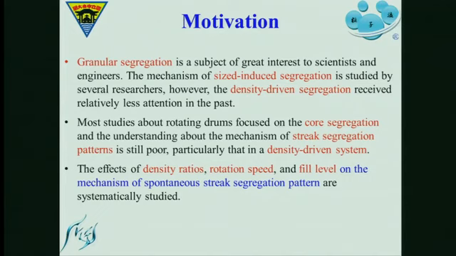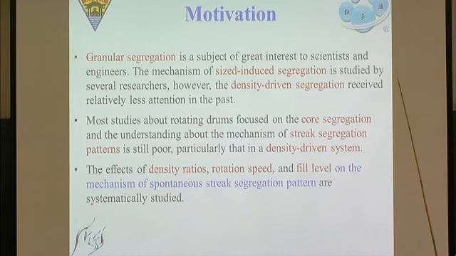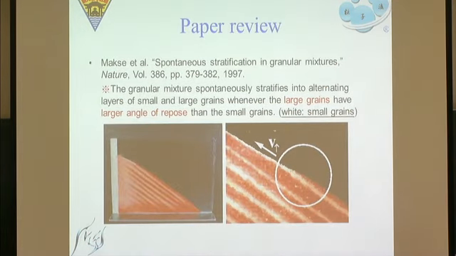And talking about rotating drums, most studies focus on size segregation. The understanding of the mechanism of streak segregation patterns is still poor, particularly in density-driven systems. So I will focus on density-driven streak segregation in a rotating drum. We will study the effect of the density ratio, the rotation speed, and the fill level on the streak segregation patterns. So here I quickly review 4 papers.